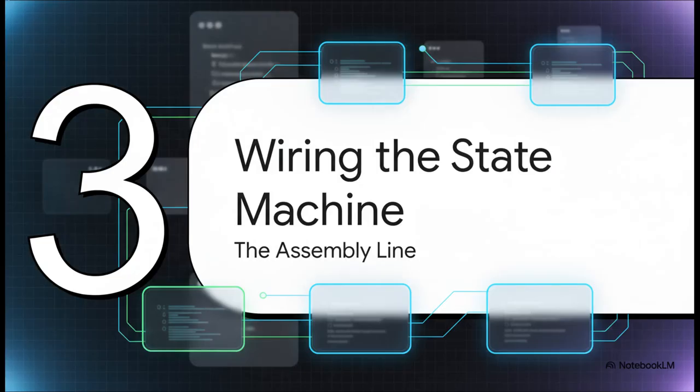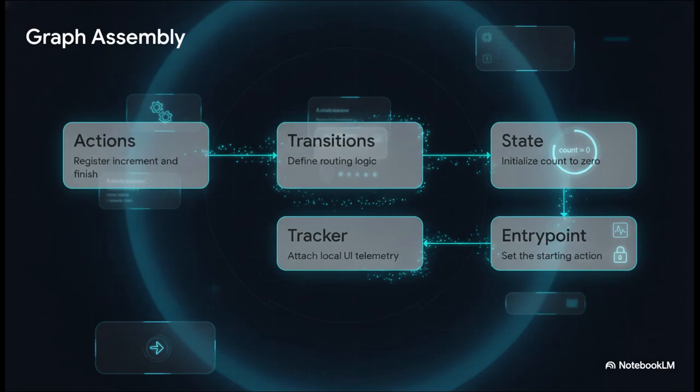All right, step 3, wiring the state machine. Now we move to the assembly line, putting our graph together sequentially using the ApplicationBuilder. First, we register our actions, increment and finish. Second, we define the transitions, basically how we move from one action to the next. Third, we initialize our state, just setting count to 0. Fourth, we tell Burr our entry point is the increment action. And fifth, we can optionally attach a local tracker so we can visualize everything when it runs. It really just flows like plain English.